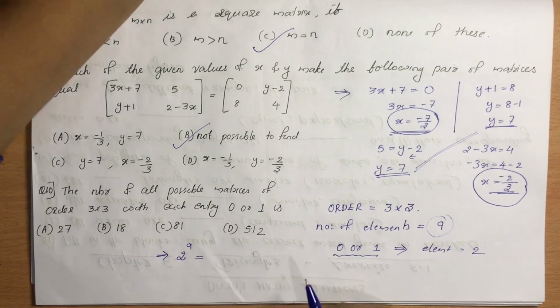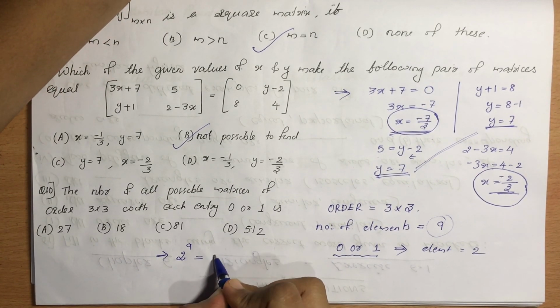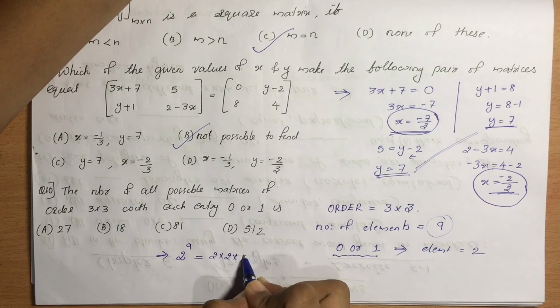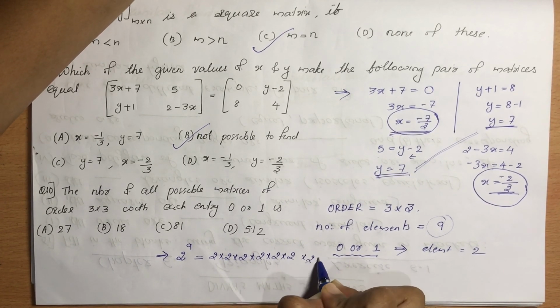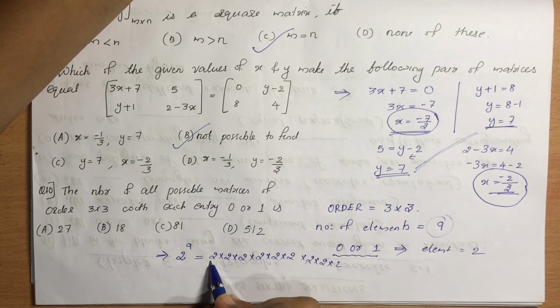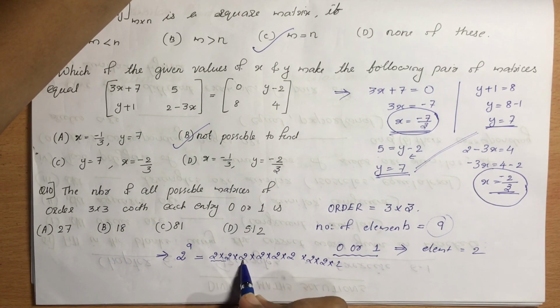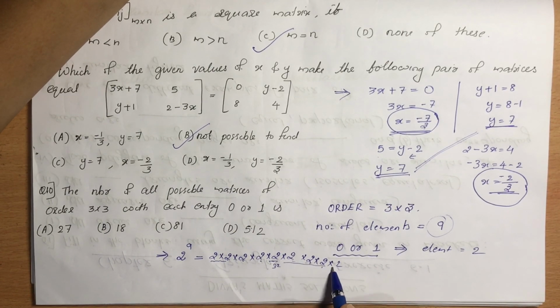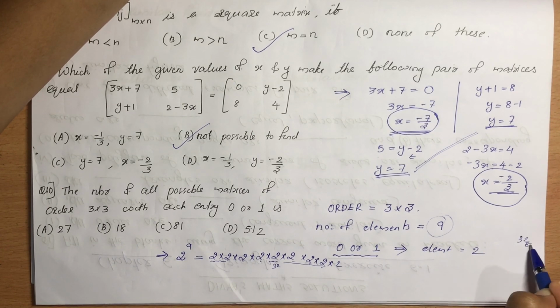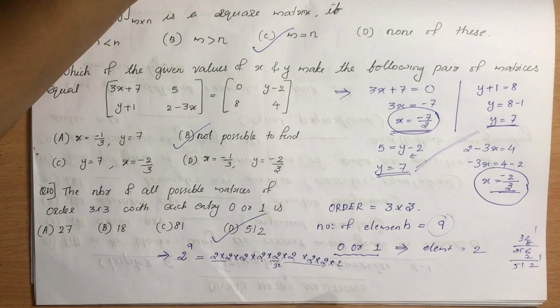2 power 9 is 2 into 2 into 2 into 2 into 2 into 2 into 2 into 2 into 2. 2 into 2 is 4, 4 into 2 is 8, 8 into 2 is 16, 16 into 2 is 32. Until here it is 32. 32 into 8, 256. 256 into 2, 512. So what is the answer? 512.